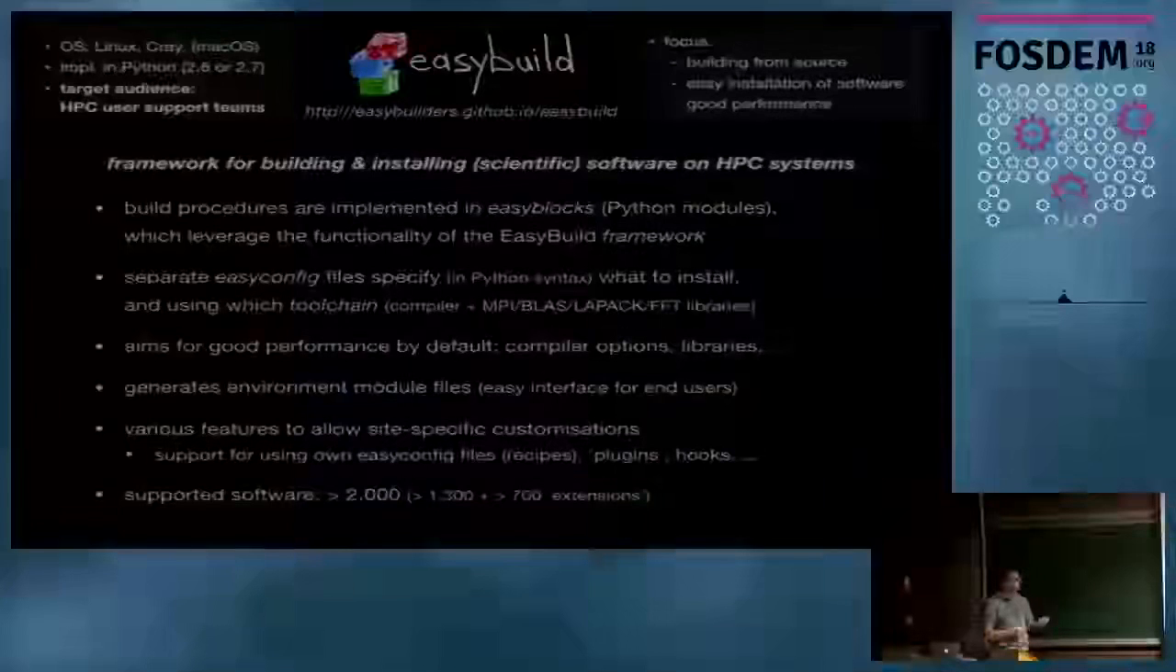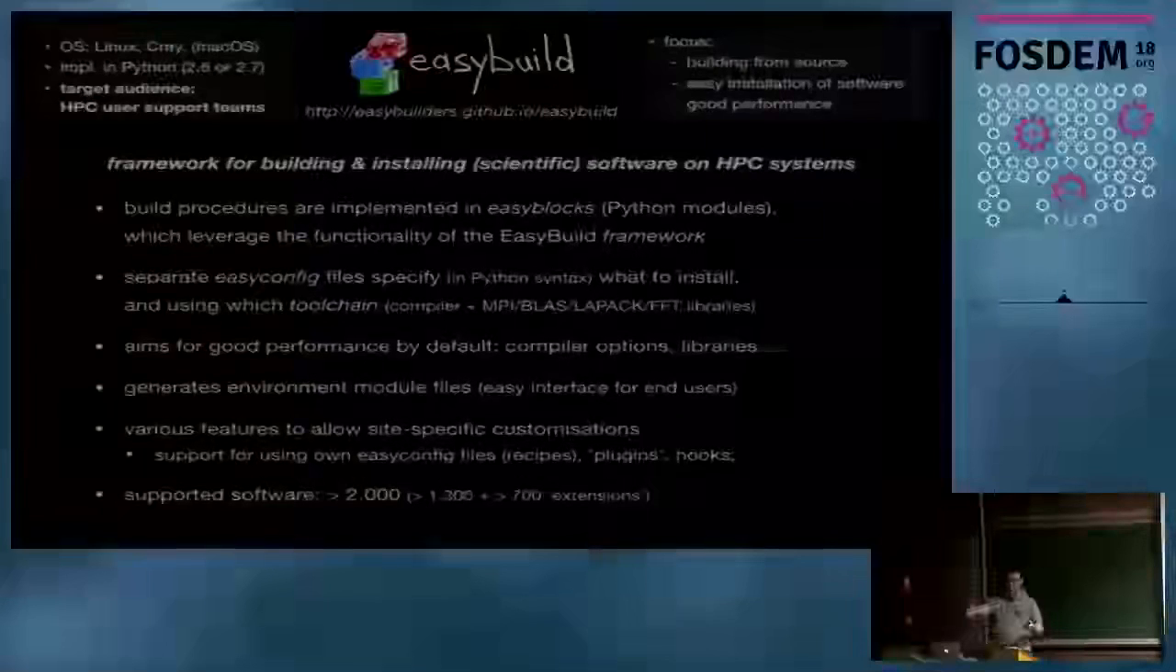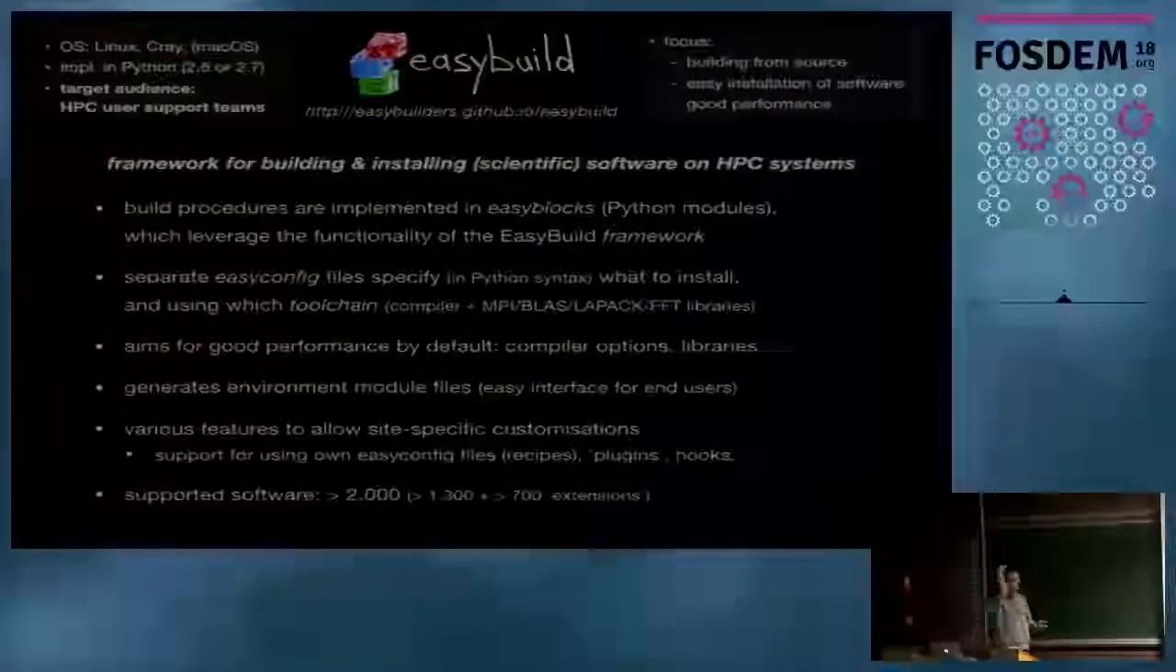It's also implemented in Python. This one is mainly targeted to support teams of supercomputers. So people that get install requests from scientists have to install the software and then give it back to the scientists. So not people installing software for themselves, and that's an important difference. EasyBuild builds everything from source, so it compiles everything from source. There are no binary packages that it pulls from somewhere.